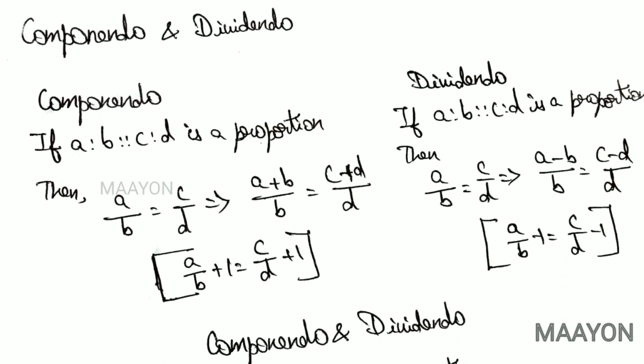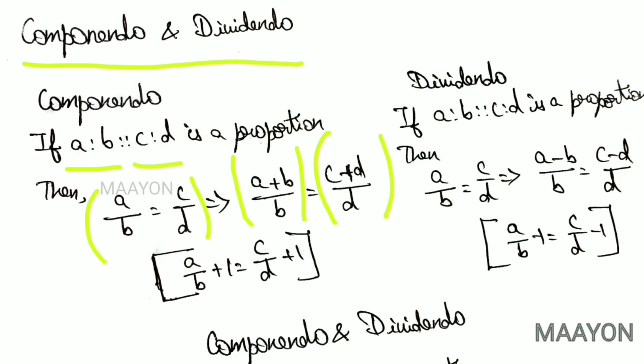Now let's see the concept componendo dividendo. Componendo means the ratio A is to B is proportional with C is to D. Then it can be written in the fraction form as A by B equals C by D. Here in the componendo, the denominator is added to the numerator. So A plus B by B will be equal to C plus D by D. This can also be written as A by B plus 1 equal to C by D plus 1.